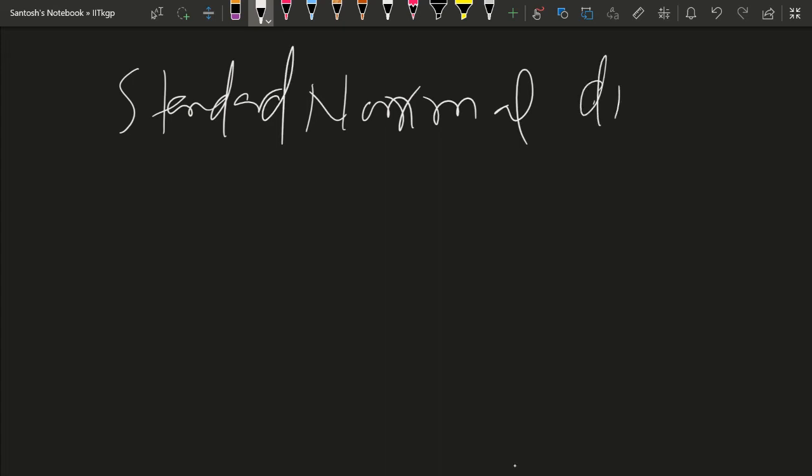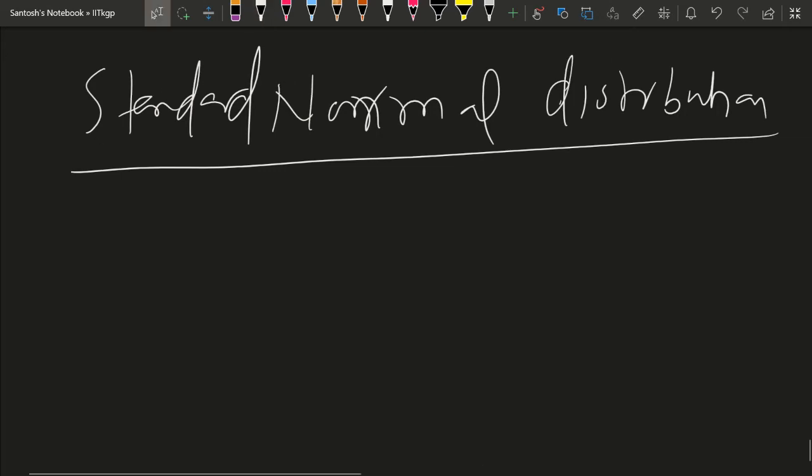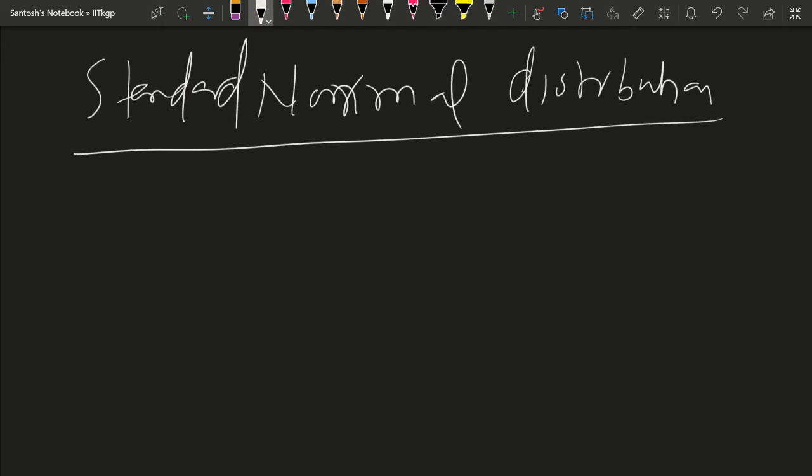Standard normal distribution. Yes, so can anyone tell me what a standard normal distribution is? Anyone? Anyone can try. You don't need to hesitate. You can tell a wrong answer, I would not say anything. But you have to try.